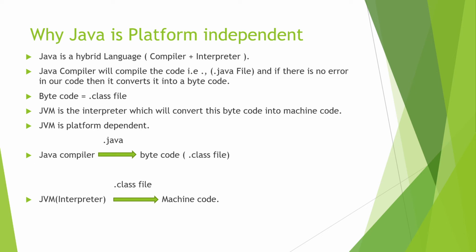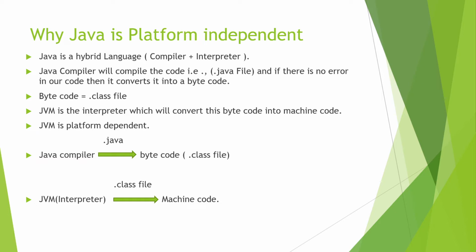And why is Java platform independent? This is the most important question which every interviewer will ask actually. We cannot call Java a compiled language like C, or an interpreted language like Python. We can call Java a hybrid language. Why? Let me tell you the reason.